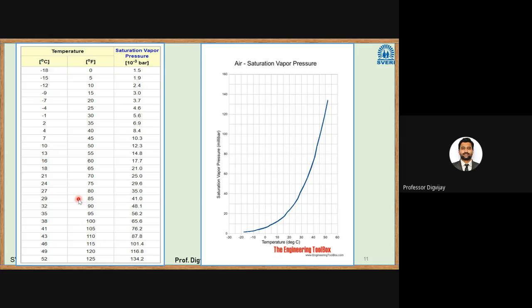So this is about this table. If you look at this right diagram, here the graph is shown. So this graph also gives you the same data. Here temperature is plotted on the x-axis and saturated vapor pressure is plotted on the y-axis. So they have plotted the data for various values. What they have observed here is that they are directly proportional. So as the temperature increases, saturated vapor pressure also increases.